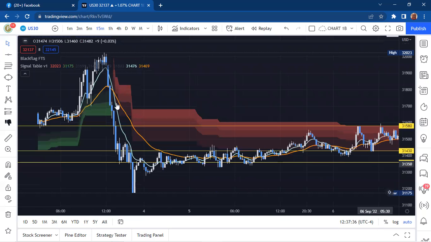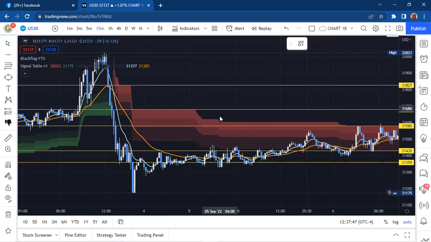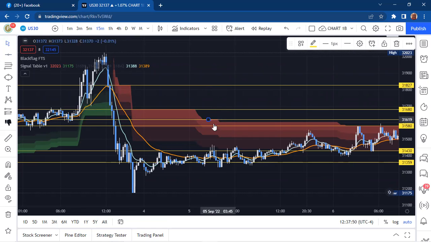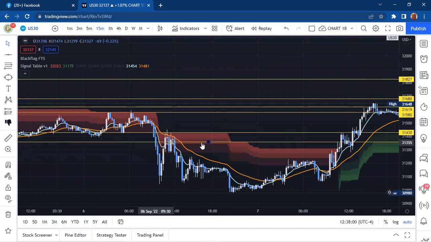And yeah, this tool is a really cool tool. You know, if you want to use it, test it out, see how it would work for you. But going forward, I think I'm going to be using this tool, because look at this, you know, it bounces off those lines. Okay, and it's all a downtrend, right?